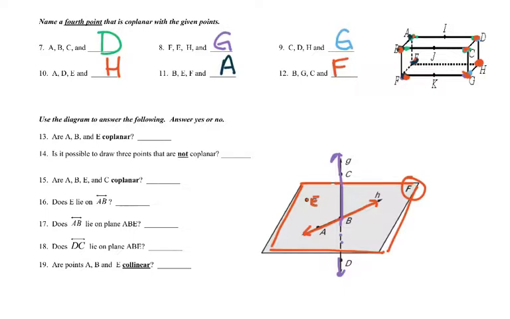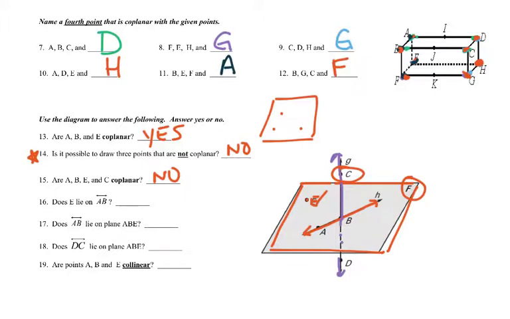The first says, are A, B, and E coplanar? Yes, they are. They are all in plane F. Is it possible to draw 3 points not coplanar? It's actually no. Just like you can't draw 2 points without a line between them, any 3 points you draw, you will always be able to fit them in a plane. Are A, B, E, and C coplanar? No, once you add that 4th point, that C that's floating above the plane, it's not on the same plane.